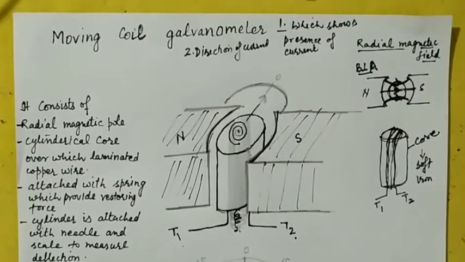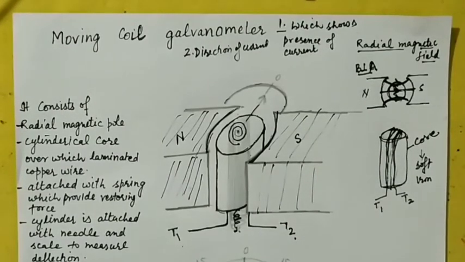In this video, we will discuss the moving coil galvanometer. The moving coil galvanometer is a device which is used to show the presence of a current in an electrical circuit, and it is used to find out the direction of current.